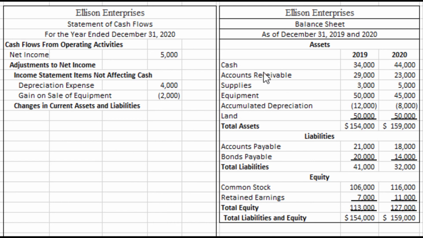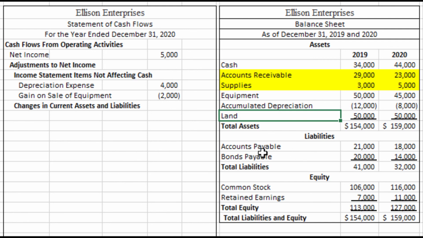So our first asset is cash, which of course is a current asset, but since the entire statement is about cash flows, we actually don't include that in this section, so we can skip over cash. Accounts receivable, on the other hand, is a current asset that we will include, so I'm just going to highlight that for now. Supplies is also a current asset, so we will include that. Equipment is a long-term asset, so we are not going to include that. The accumulated depreciation is related to the equipment, so we can skip over that one. And land is also typically long-term, so we will not need to include that either.